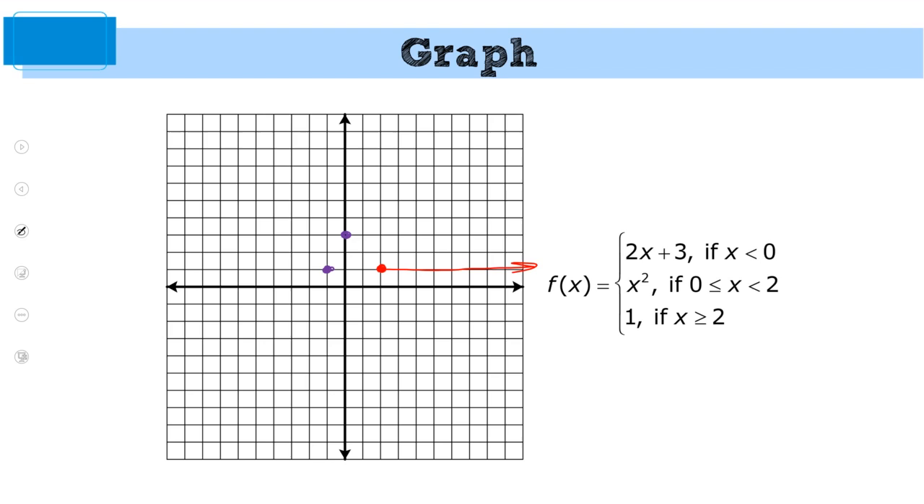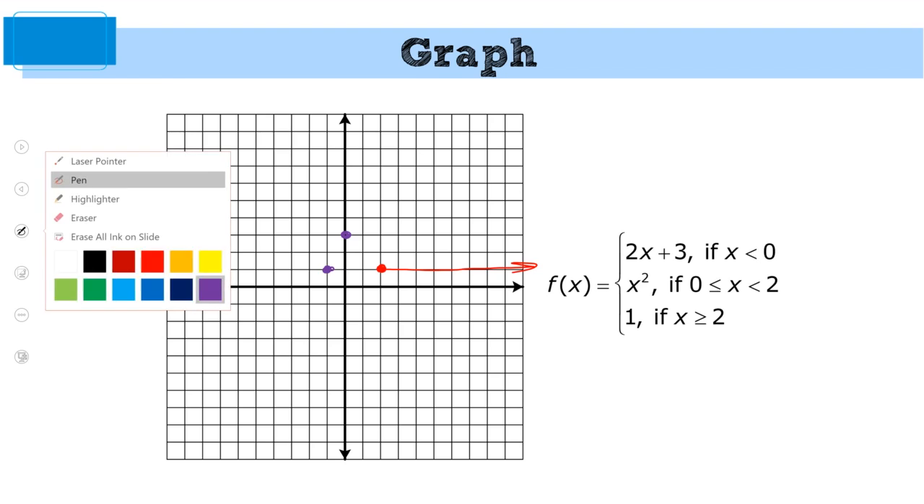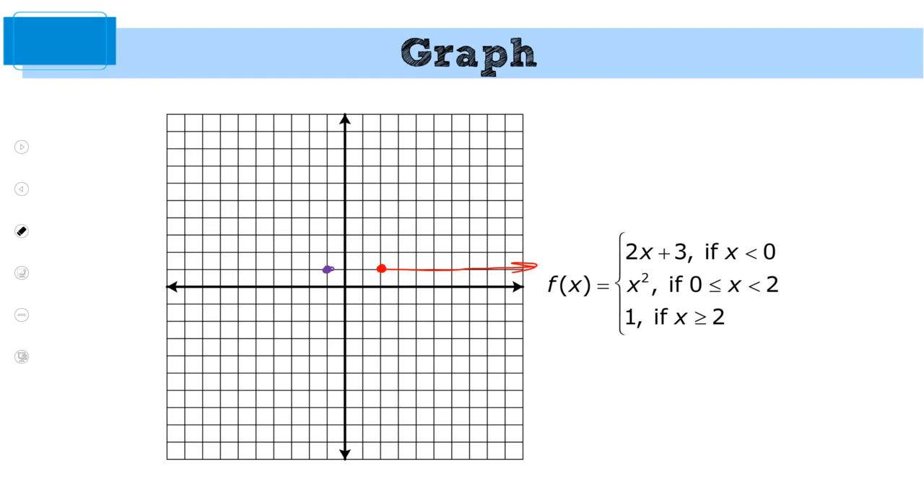And I actually made a mistake. What mistake did I make already? Oh. Yeah. Yeah, it should be an open circle because I'm not including 0 there. So do a little bit of erasing. Go back to the purple. How are we doing so far? Good? Beautiful.